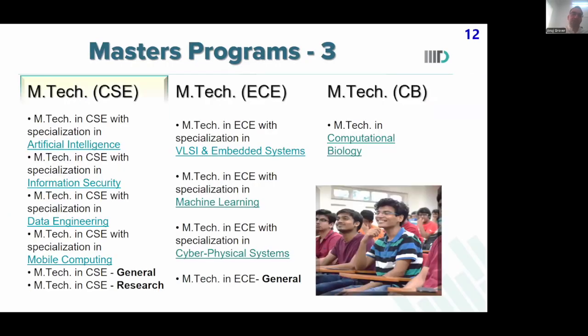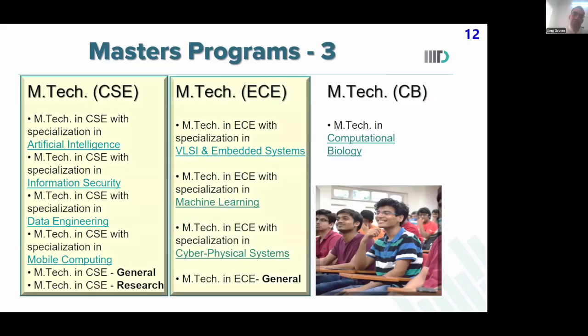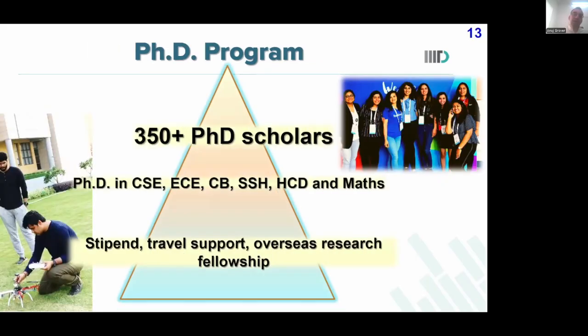In addition to the bachelor's programs, we also have master's programs in computer science and engineering, ECE, and computational biology, with specializations across artificial intelligence, data engineering, information security, machine learning, VLSI and embedded systems, and computational biology, to name a few. We also have a very thriving PhD program with more than 10% of the students at the institute being PhD scholars. And they are offered a good stipend, travel support, overseas research fellowship, and so on.